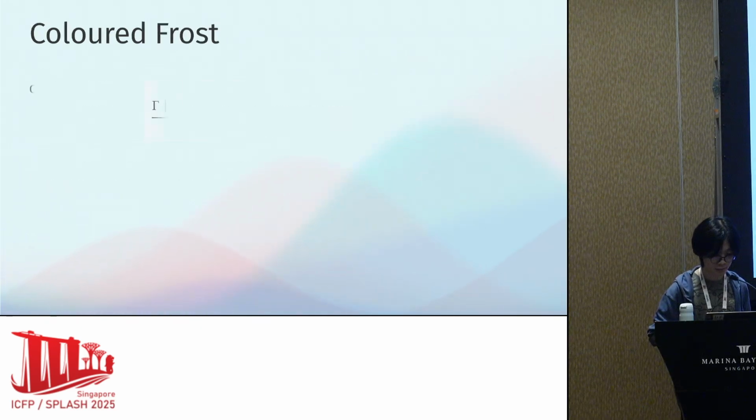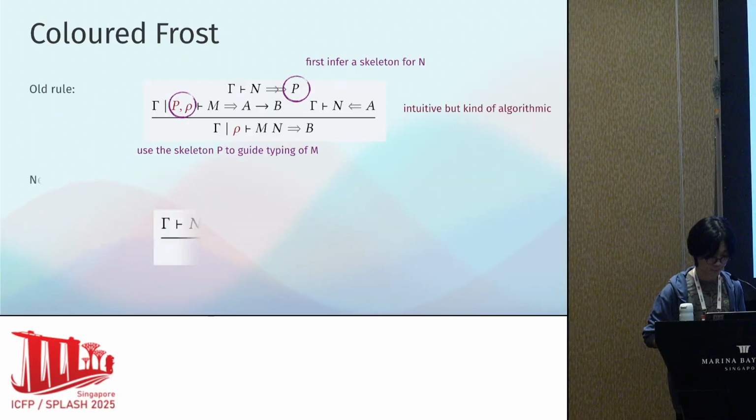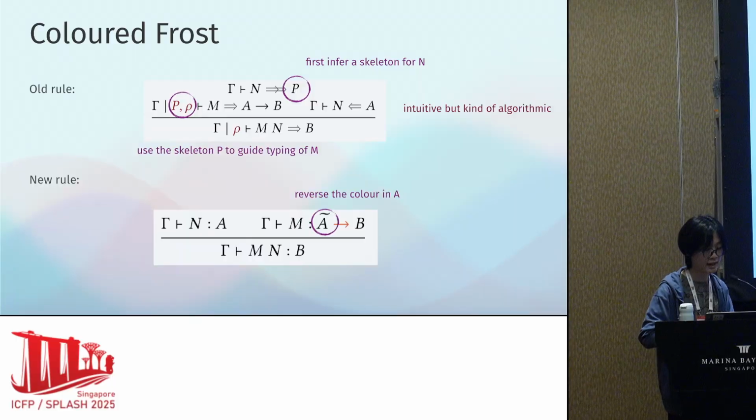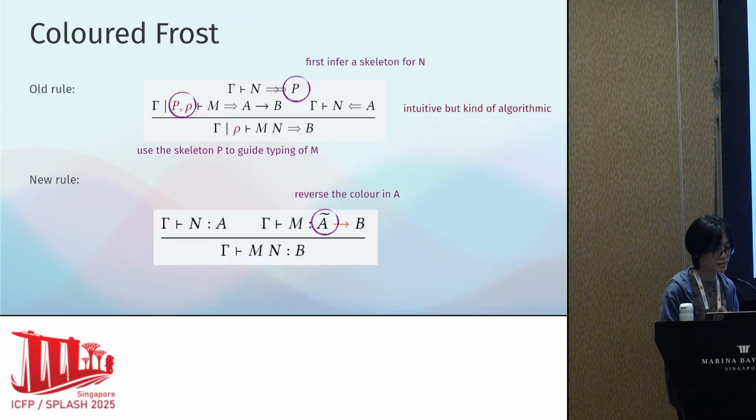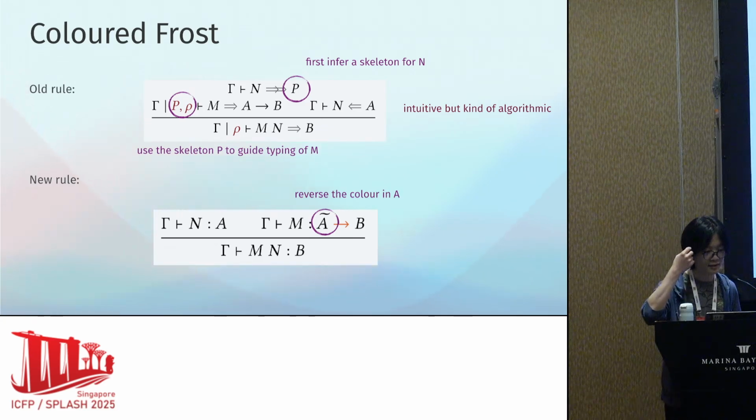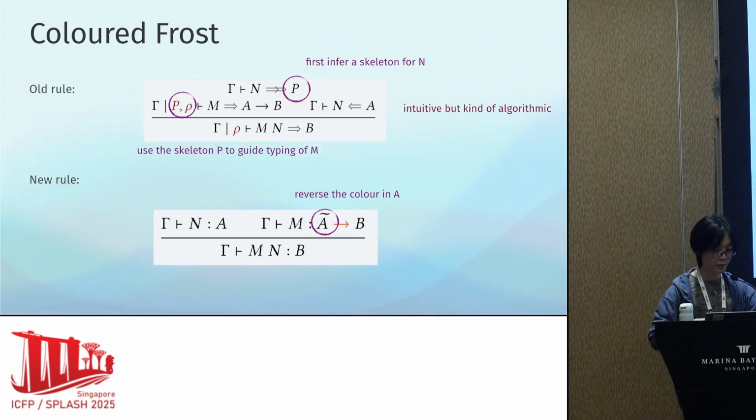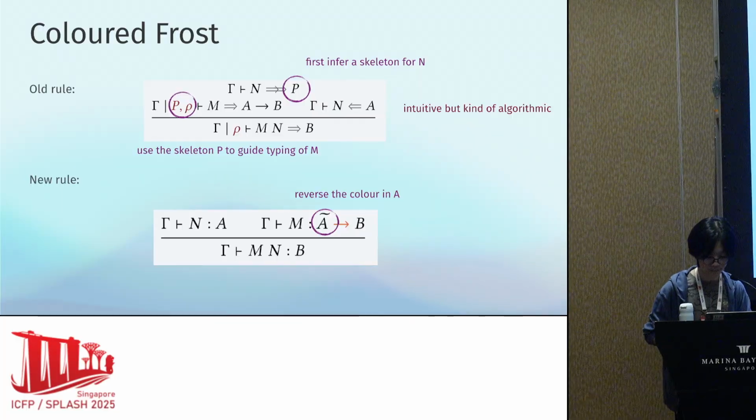And the idea here is that for the type A of the argument, all red quantifiers are those we synthesized from N, so they can be used to get the instantiation of M. And all those blue quantifiers in A are from outside. They are information that is provided by M to N. So we can use colors to represent the information flow of these two directions simultaneously.